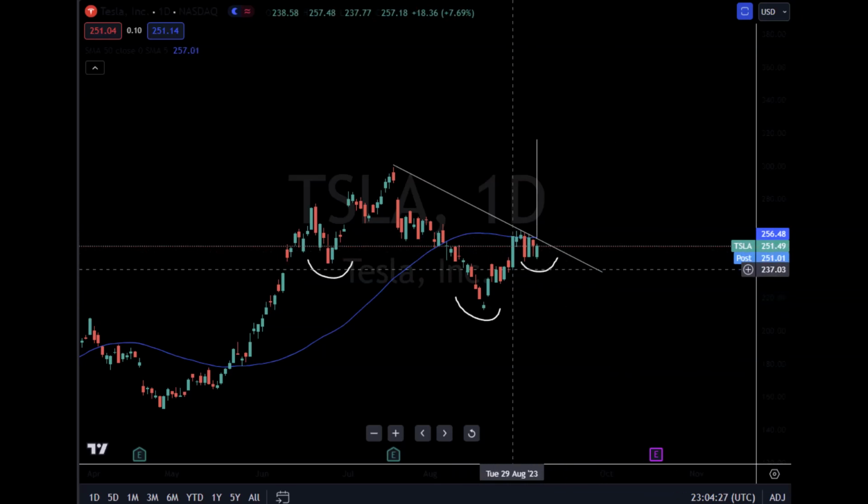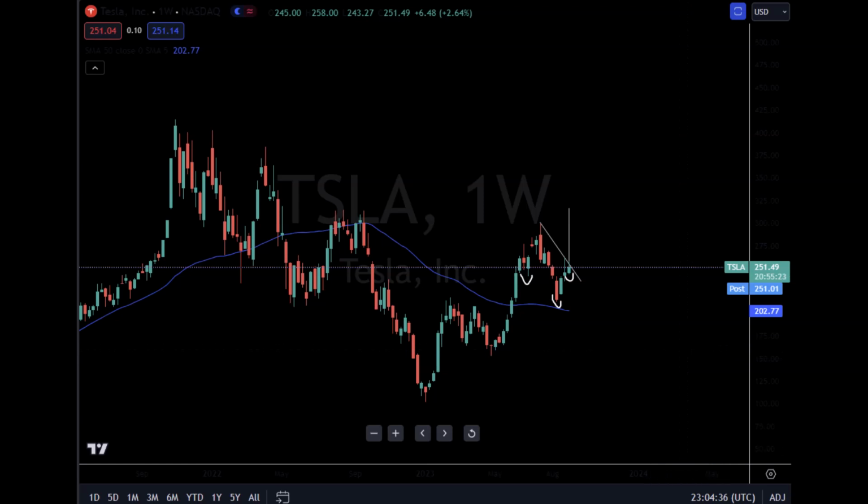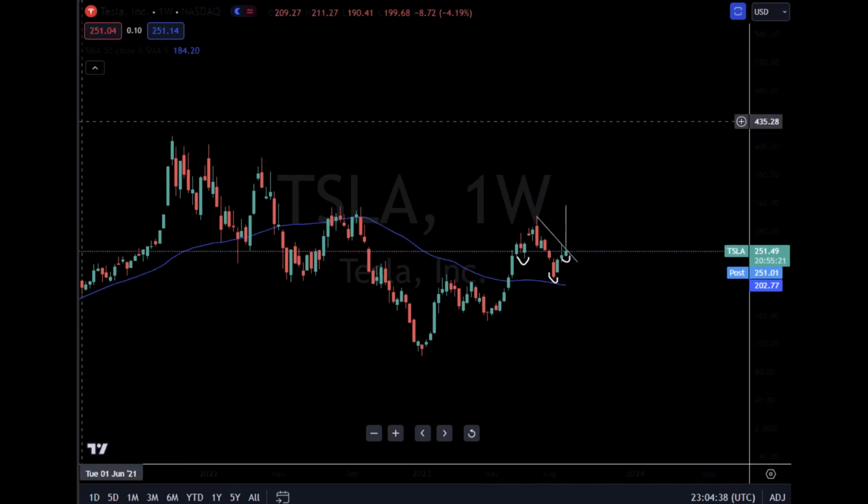So full disclosure, I am long Tesla at this point with a tight stop loss below this green bar low. If you lose this green bar low on a daily basis, then it is bearish for Tesla. But as long as you hold that, Tesla is looking poised to continue to move higher.